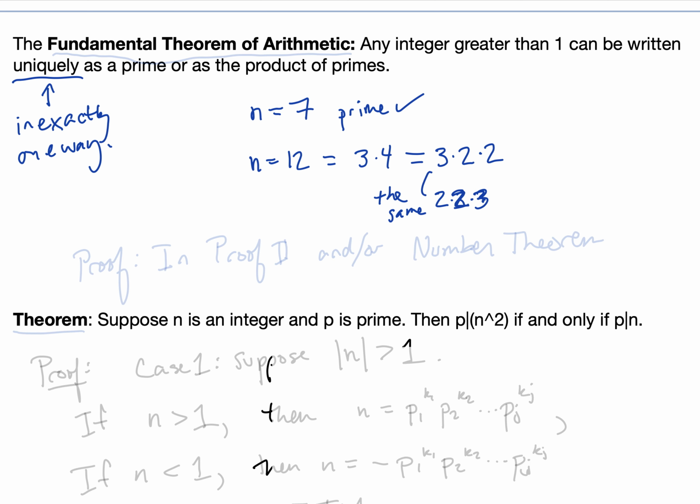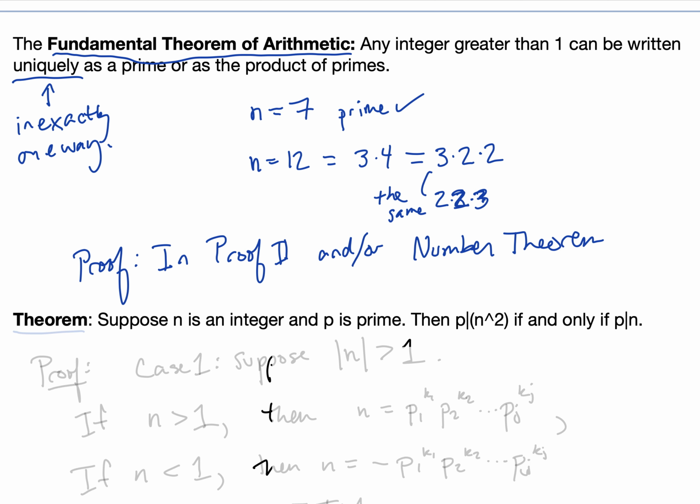This theorem we are not going to prove right now. You will either see the proof of this theorem in the continuation of this course in proof 2 and or in number theory. So if you take either of these courses, you would see a proof of the fundamental theorem of arithmetic. For now, we are going to assume that the fundamental theorem of arithmetic is true. We're going to take it as an assumption for now.